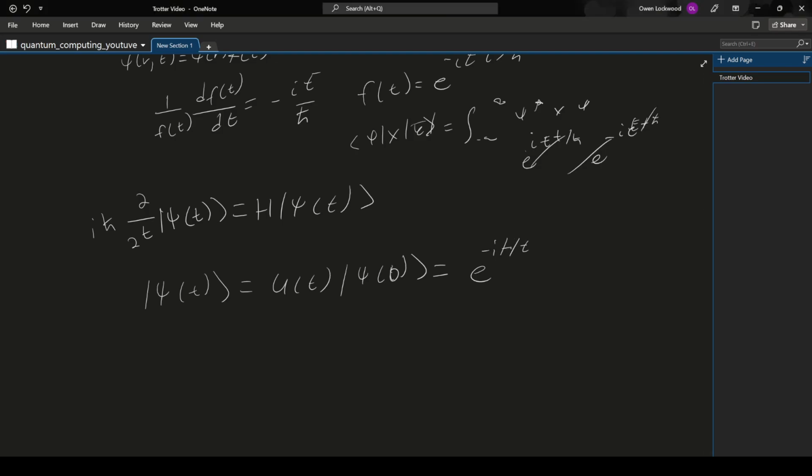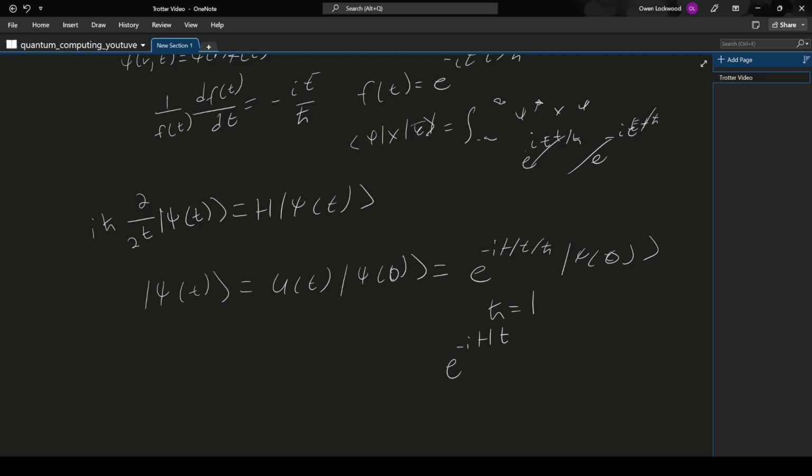Of course, the minimum eigenvalue of this will be our ground state energy. So now we can do the classic physicist move and say h bar equals 1, and now we just have e to the negative i H t. That's an important equation right there. You will probably have seen this a lot, even if you just skimmed quantum computing papers.